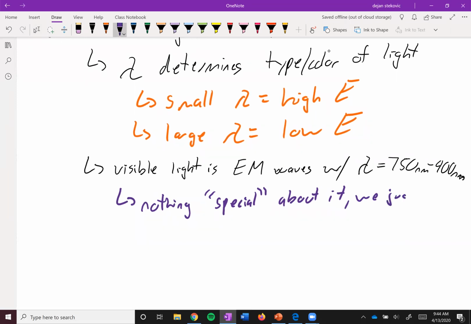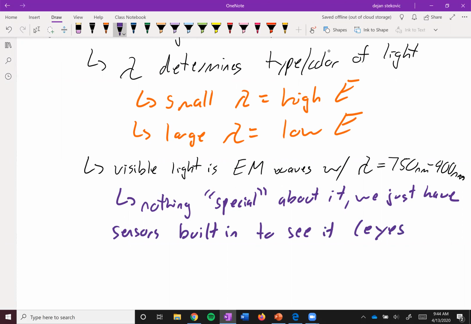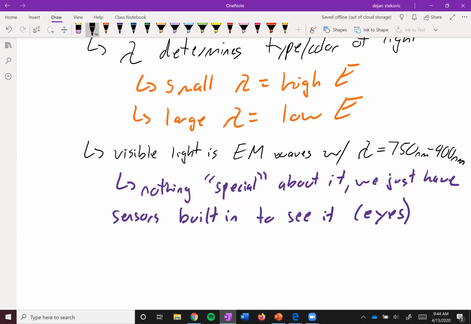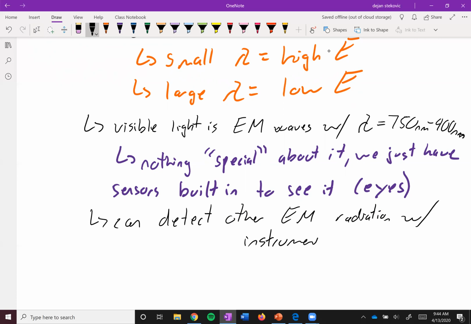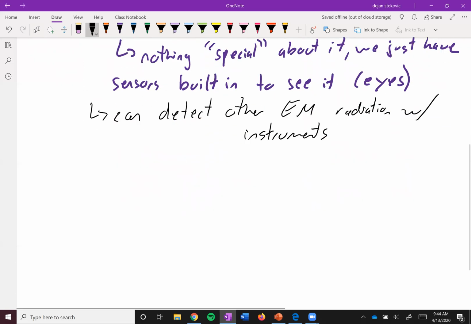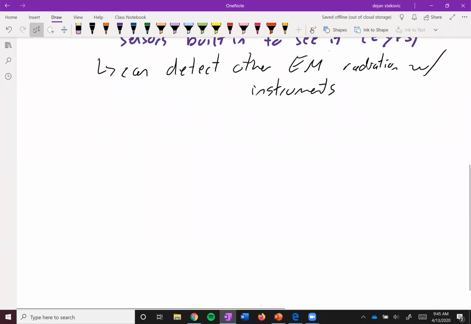We just have sensors built in to see it. And those are our eyes, right? So it just so happens that we see light in this spectrum. And we can detect other types of electromagnetic radiation with instruments. So let's take a look at the overall electromagnetic spectrum.